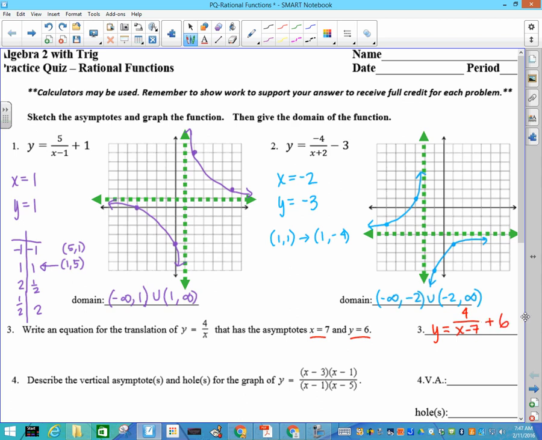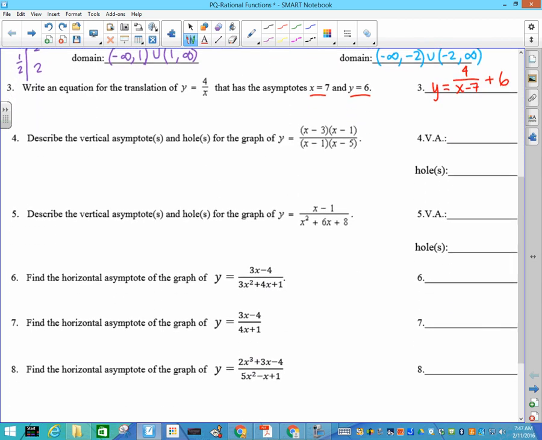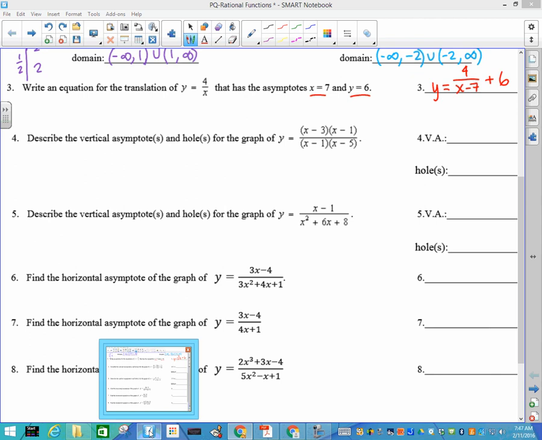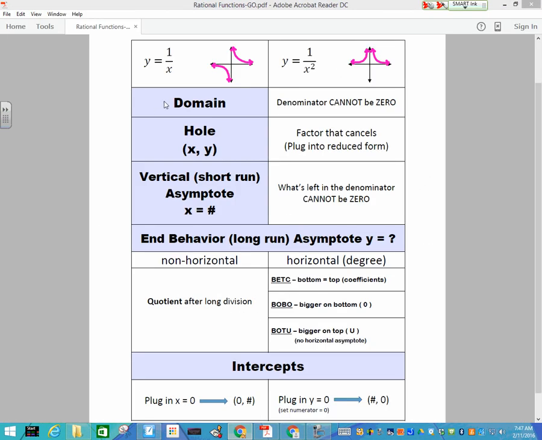Okay, moving along. Number 4. Okay, this says describe the vertical asymptotes and holes. And this is something from the first lesson that we covered on this unit. Let me refer you back to this chart that I gave you. And that is domain. We know where the denominator is not equal to 0. Okay, we've just done that. I don't think you'll have any trouble with that.